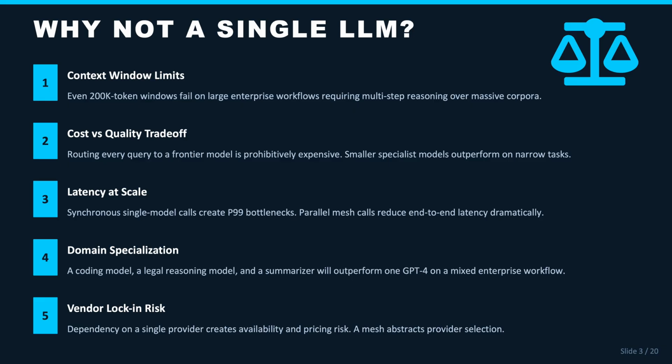Second, cost versus quality trade-off. Routing every single query to a frontier model like GPT-4 is prohibitively expensive, when smaller specialist models actually outperform on narrow tasks. Third, latency at scale. Synchronous single model calls create P99 bottlenecks that kill user experience.